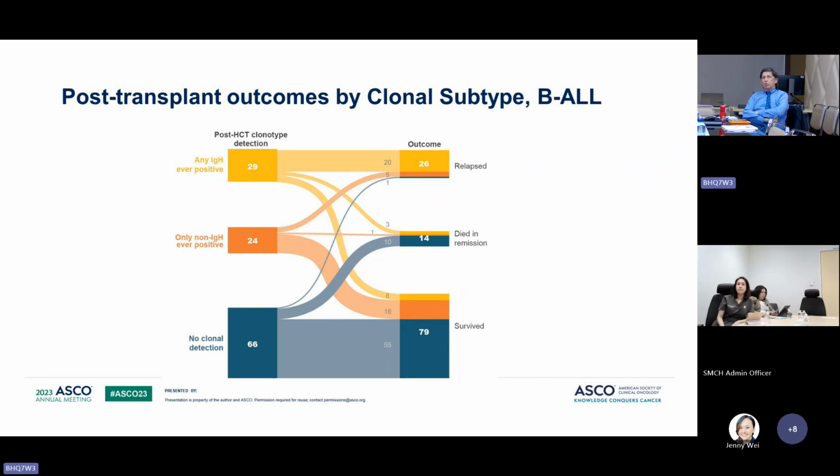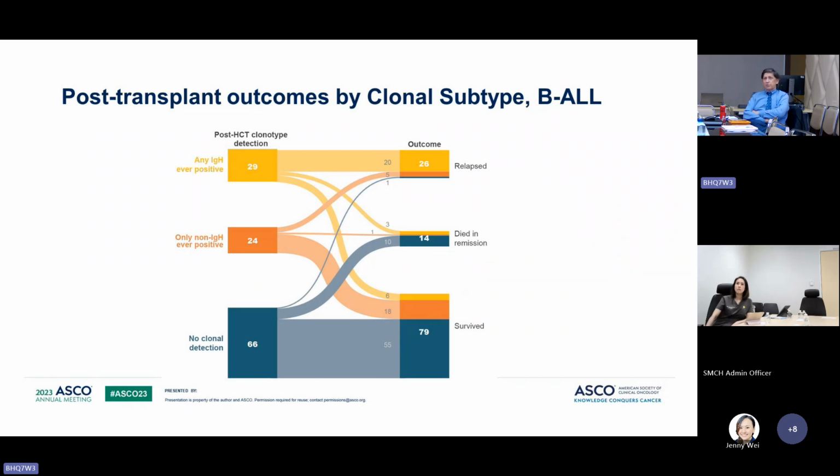This is looking at that clonotype. This is the clone-seq assay Adaptive Technologies offers. And you can see if it's after transplant, if you ever had evidence of the sequence seen, 26 of 29 patients relapsed. If you're at the bottom, it shows if you've never had clonal detection, no detectable evidence of disease, almost none of those patients relapsed. Actually, none of them did relapse.